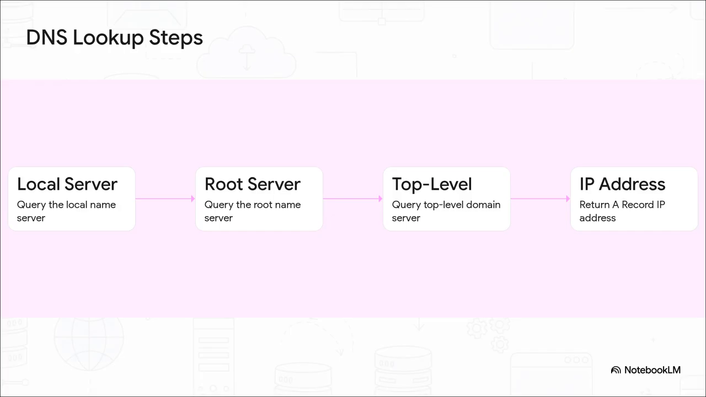This iterative, step-by-step hunt keeps going down the hierarchy until a server finally responds with what's called an A record, handing over the exact IP address. Once your machine has that number, DNS's job is done, and your browser can actually start the connection.